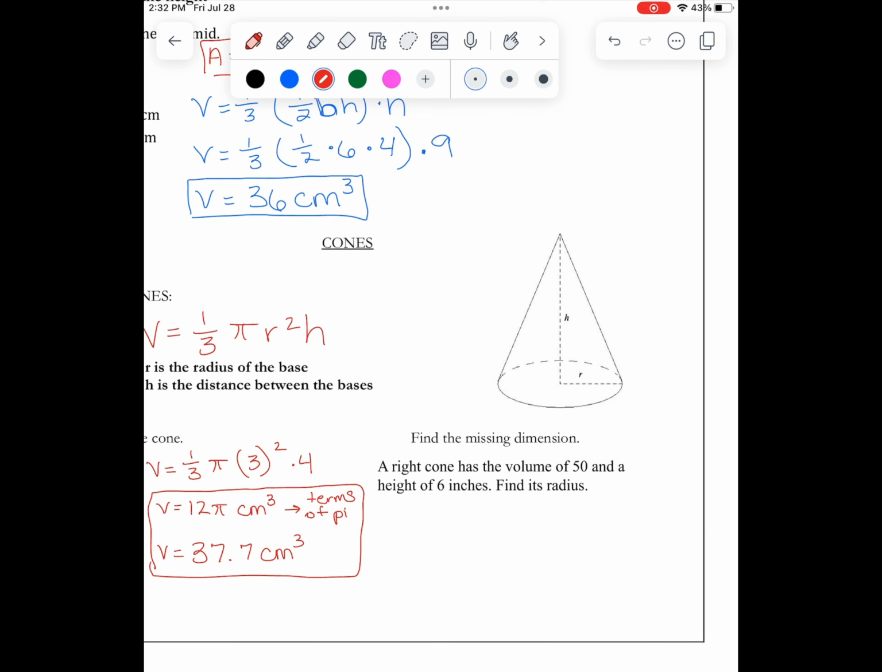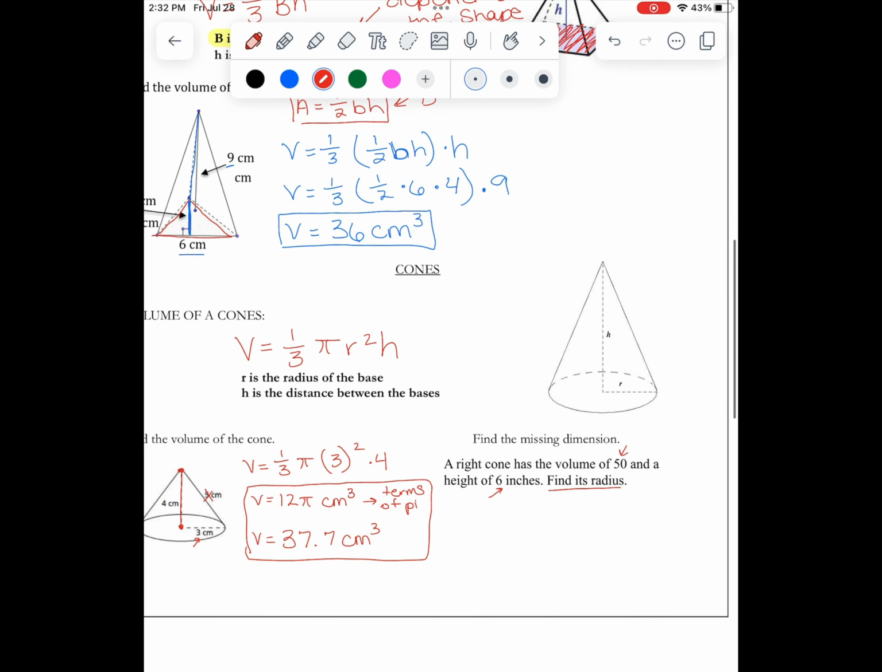Now the next problem is asking us to find the missing dimensions. It already tells us that this cone has a volume of 50 and a height of 6, and it wants us to find the radius. So if we plug in those values into our formula, we know that V equals 50. 1/3 pi won't change. We don't know our radius, and we know that our height is 6.